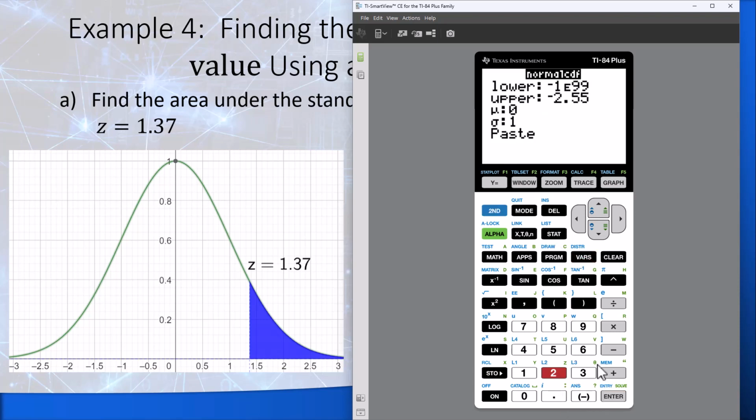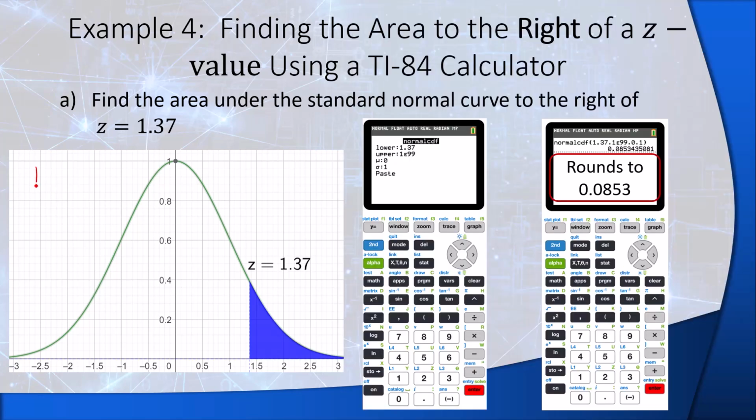There it is. Now, remember, our lower value is going to be 1.37. So we want to put in 1.37. Okay? Our upper value is going to be as close to infinity as we can get. Well, the closest that we can get to infinity on our calculator is 1 times 10 to the 99th. Okay? And in our calculator, we can write that in as 1E99. Well, actually, in our calculator, we can do it both ways, but I'm going to focus on this way for the time being.